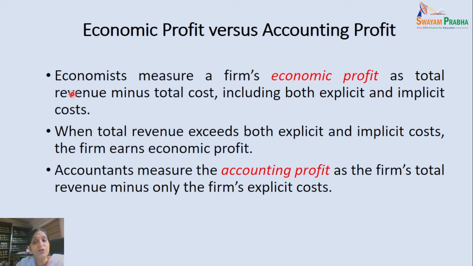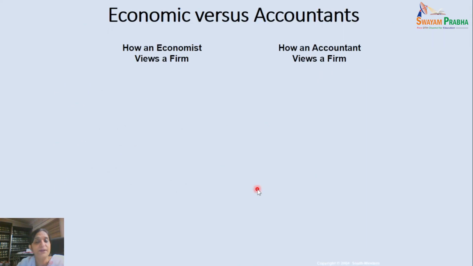Okay, so economic profit is total revenue minus explicit cost minus implicit cost. It is only when the total revenue exceeds both these costs that the firm will earn economic profit. Whereas in accounting, we are going to only talk about profit as the difference between revenue and the firm's explicit costs.